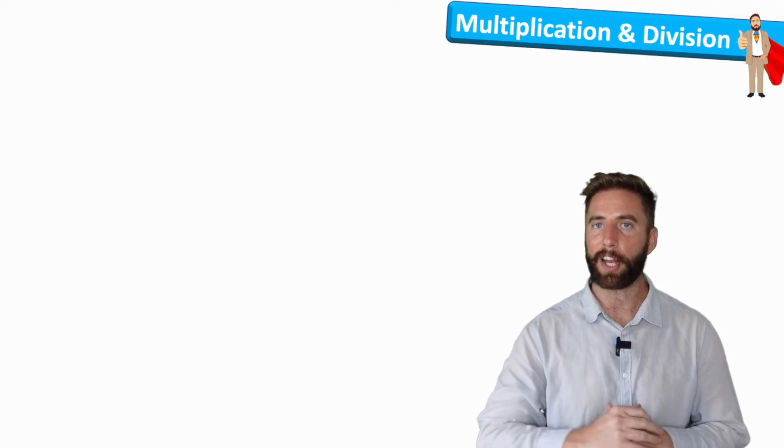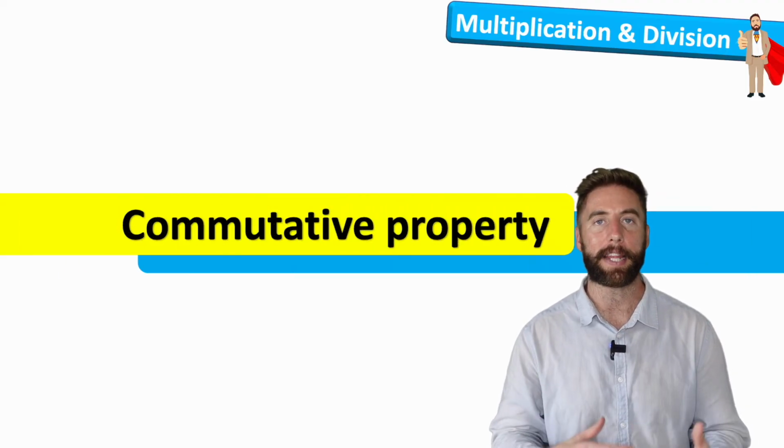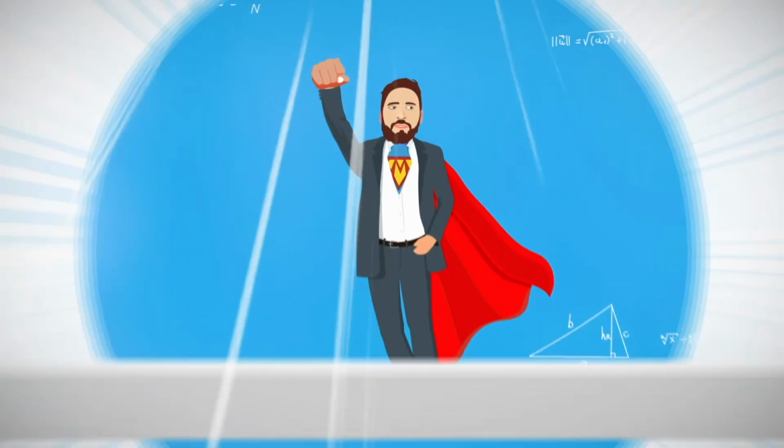Okay, you ready for the 2 challenging ones then? The first of which is going to be the commutative property, and what that means in multiplication. Let's see how you get on.